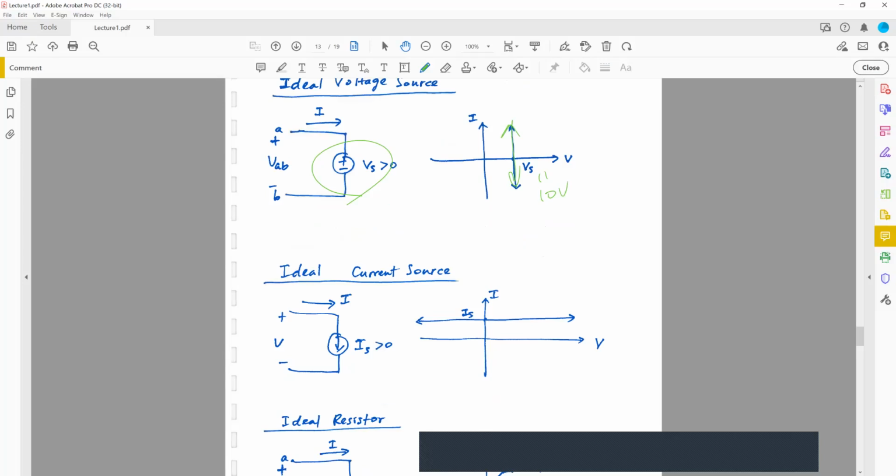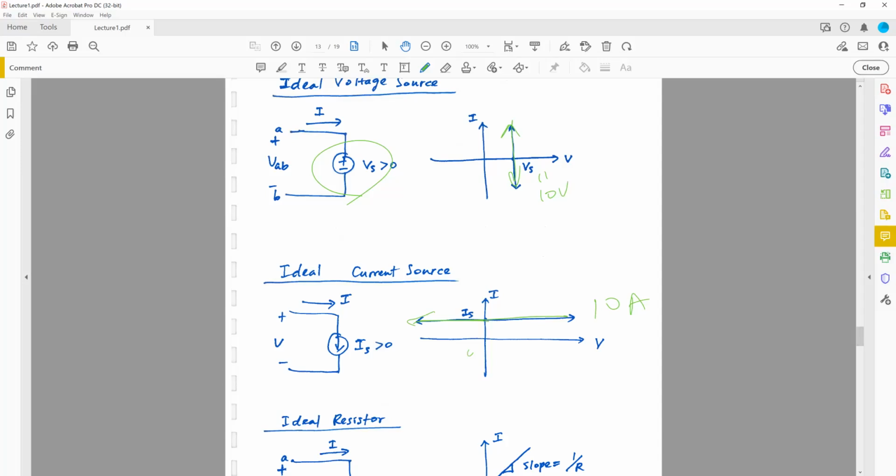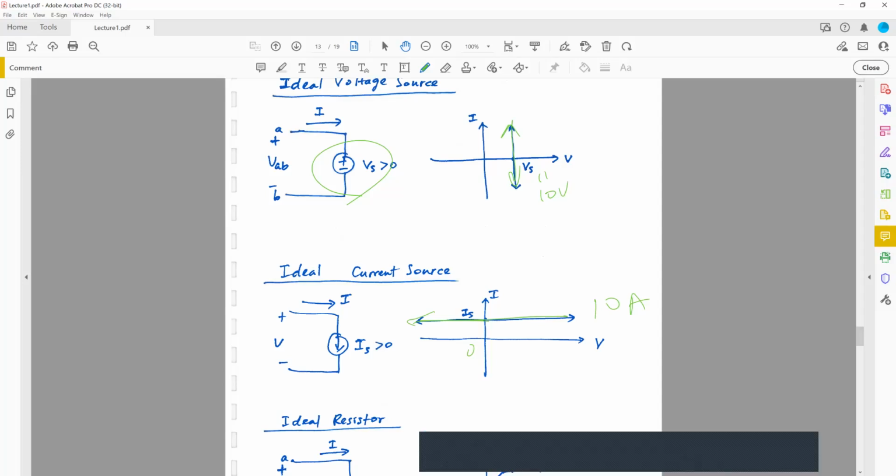Similarly, for the current source, you specify the current, so 10 amps. After you specify this current, this voltage can go to the left or to the right, indicating negative or positive. It can be small or large, large negative and large positive. It doesn't matter, as long as this current source or the current is maintained.